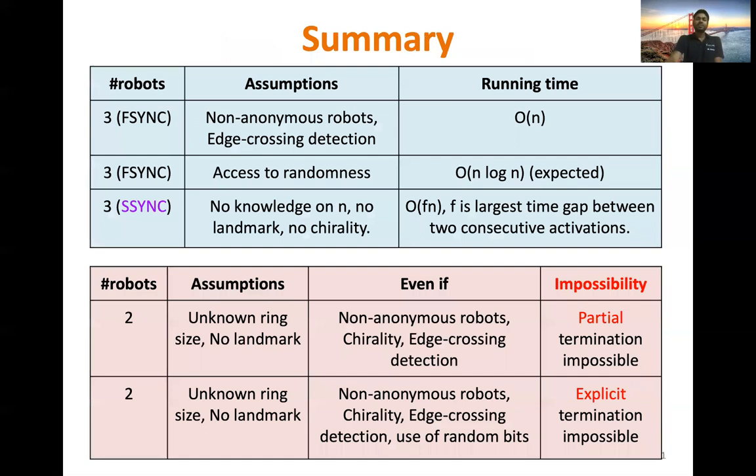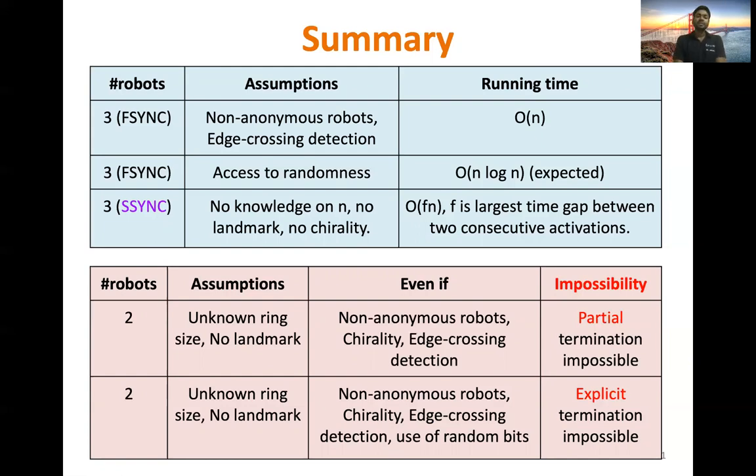As a summary, this is our result. I'm going to skip the semi-synchronous systems result, but for the fully synchronous case with 3 robots, we show that with non-anonymous robots and edge crossing detection, we can solve explicit exploration in O of n rounds, which is asymptotically optimal. Then if we use random bits, we present a randomized algorithm where we don't need these two assumptions: the robots could be anonymous and there is no need for edge crossing detection. Then in expected n log n rounds, our protocol terminates.